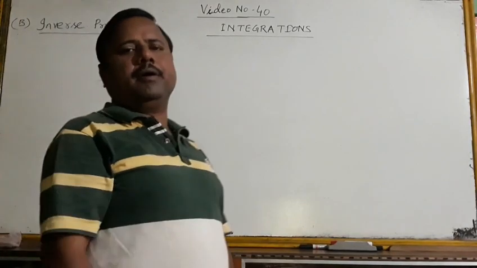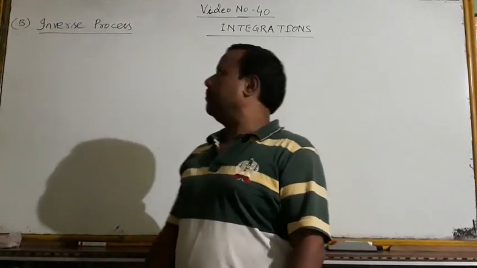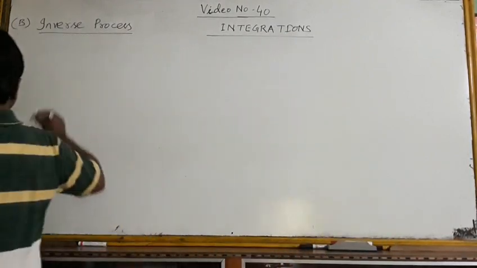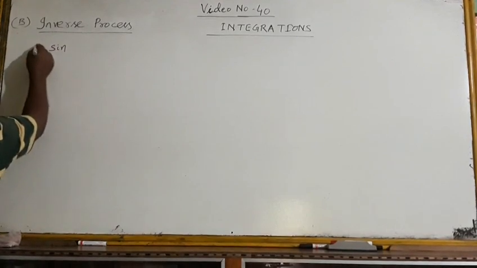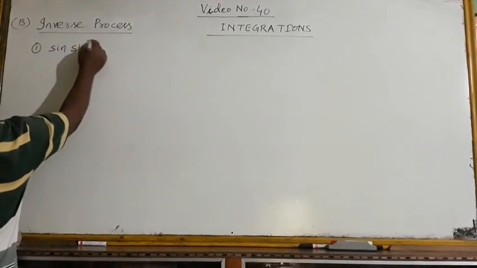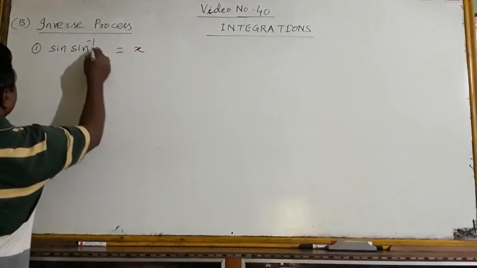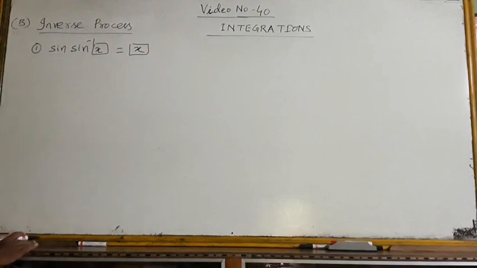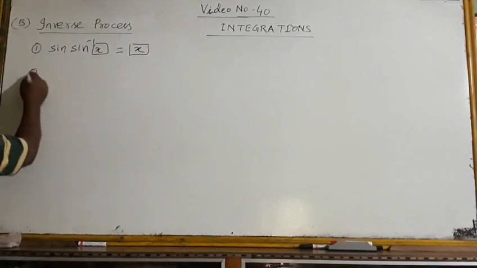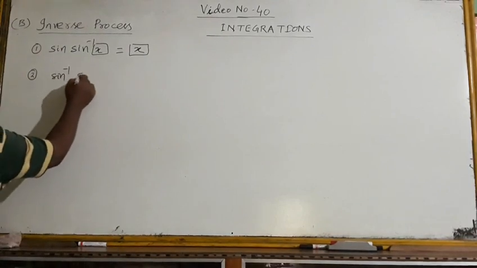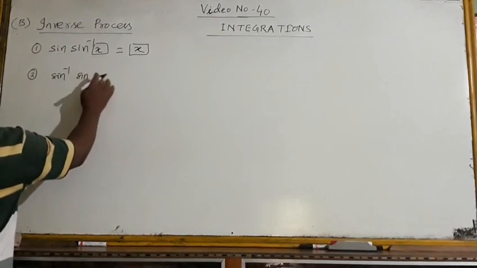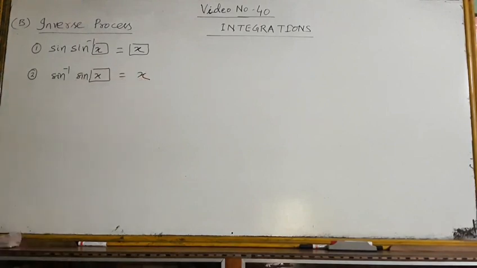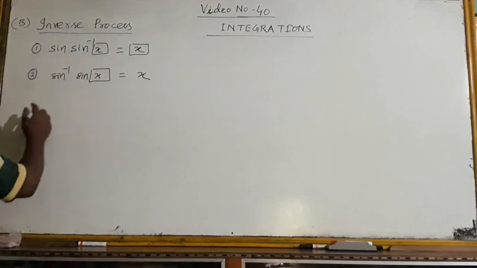Here in point number B, I will discuss the inverse processes. What are the inverse processes? As you know, with its proper condition, sine of sine inverse x is x. What you write, you should write with its condition, that is, x belongs to -1 to 1. Similarly, another inverse process, sine inverse of sine x is x with its proper condition, mind it, that is -pi/2 to pi/2. Okay, I am not writing that. That is not my aim.